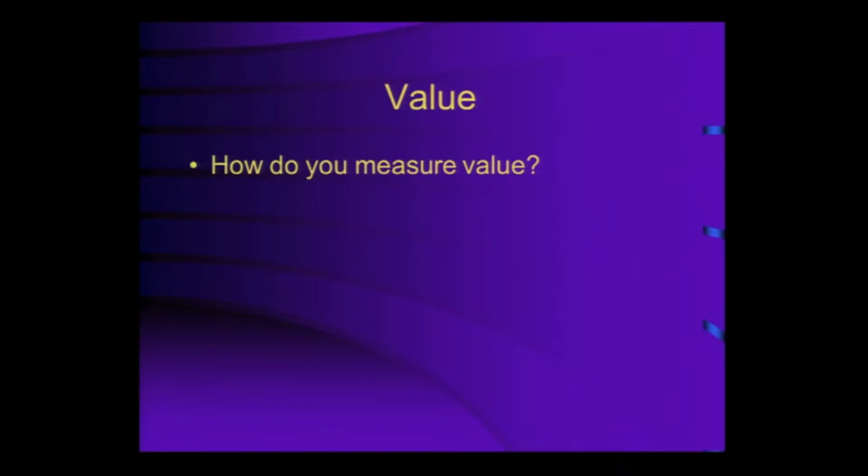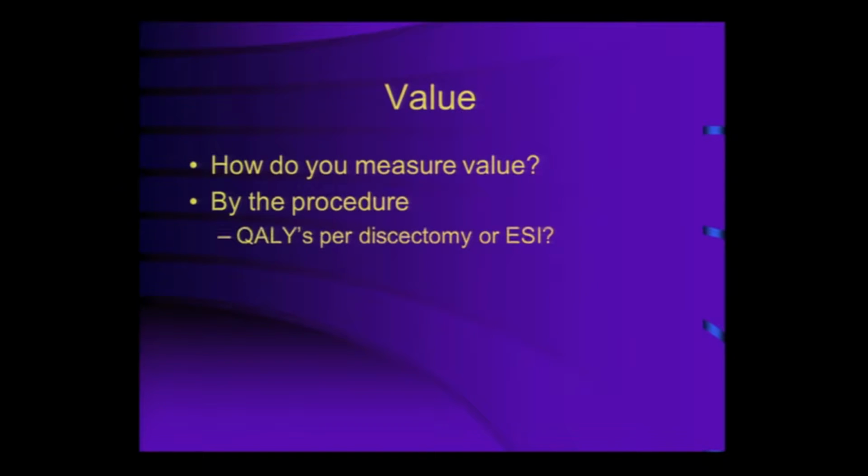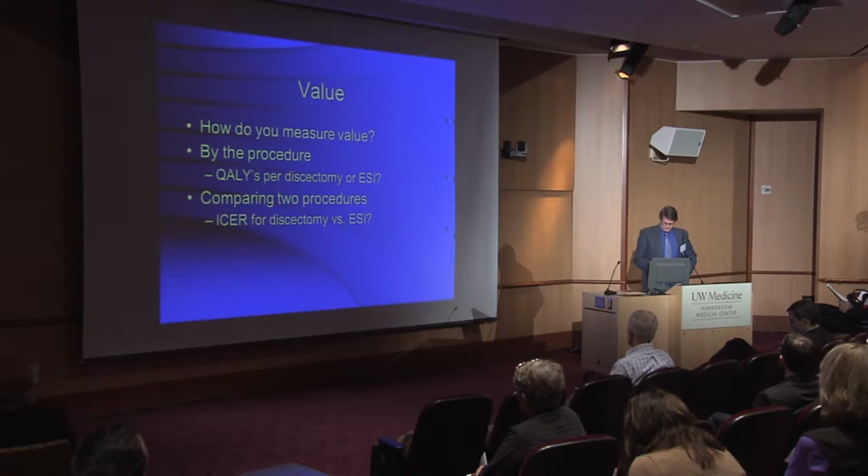And how do you measure value, right? Cost over quality. What is that? It's really hard to pin down. You can do this a couple of ways. You can do it by the procedure, right? So you can look at QALYs for a discectomy or for an epidural and say, what is the cost per QALY I'm getting for this one procedure? Which sort of helps you, but there are a lot of problems, a lot of assumptions in how you do that. When you compare two procedures, you get something else. So you could say, what's the incremental cost effectiveness ratio of a discectomy versus epidural steroids? You can get a number.